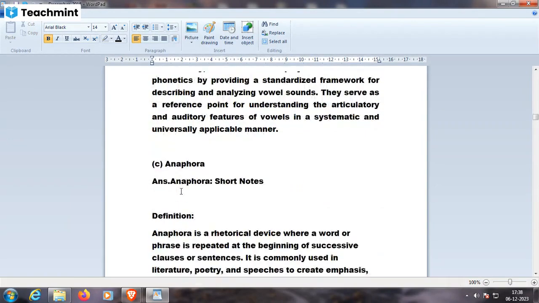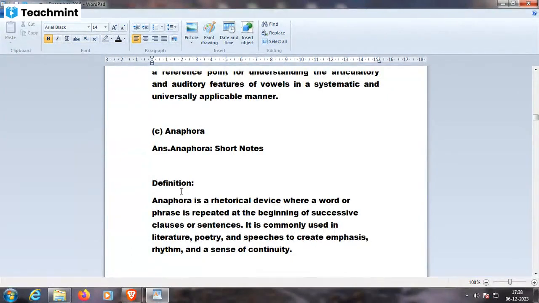Then the short note comes: anaphora. Anaphora. You have to do any two.